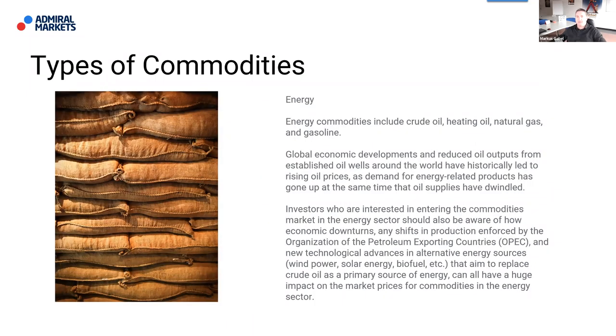Energy. Energy includes crude oil, heating oil, natural gas. And today I want to show you an example with natural gas. I love it. Wonderful trade. And of course, gasoline. The global economy developments and reduced oil outputs from established oil wells around the world have historically led to rising oil prices, as demand for energy-related products has gone up at the same time that oil supplies have dwindled.